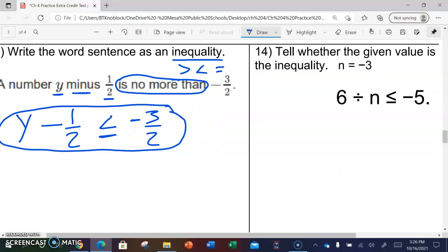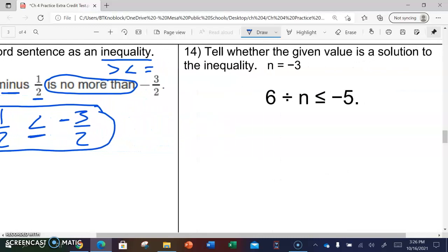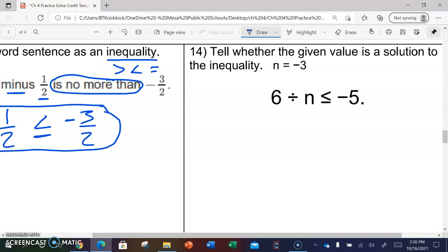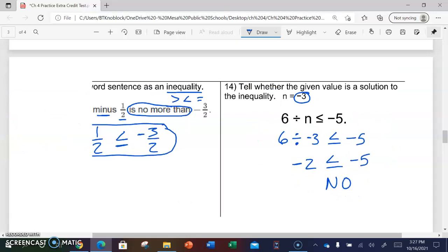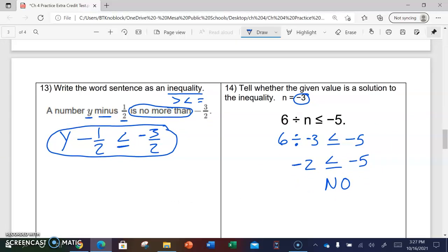Okay, number 14. Tell whether the given value is a solution to the inequality. So n equals negative 3. So 6 divided by, for n, we're going to use negative 3. Is that less than or equal to negative 5? 6 divided by negative 3 is negative 2. Is negative 2 less than or equal to negative 5? The answer is no. Negative 2 is greater than negative 5, but it's not less than, so no.